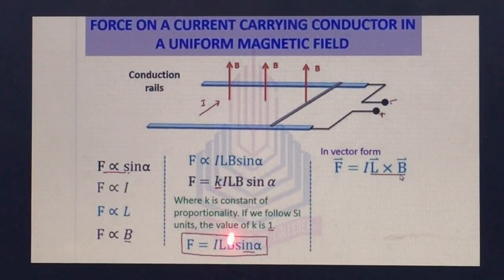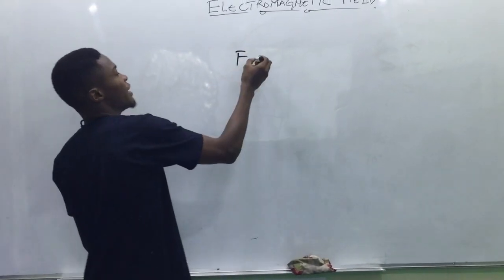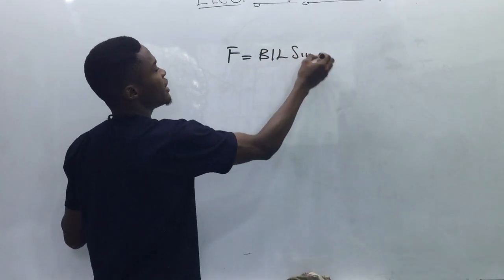That is the angle, where K is the constant of proportionality, and of course it will have a value of 1. If K has a value of 1, then we have a formula. So the force on a current carrying conductor has a magnitude F equals ILB. From that, we have been able to see that the force on a current carrying conductor is given by the formula F equals BIL sine theta.